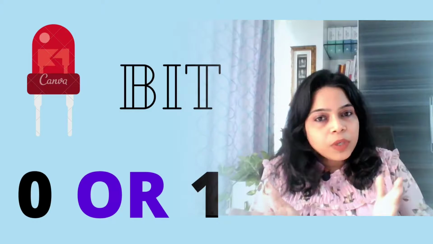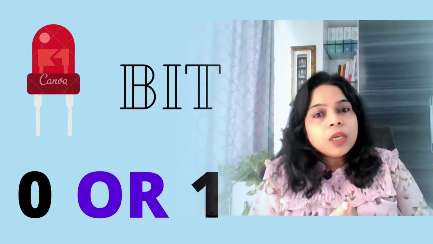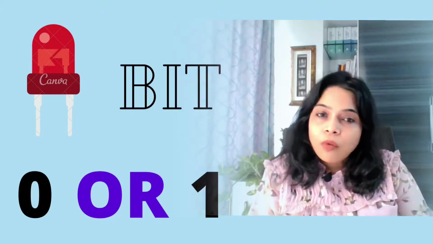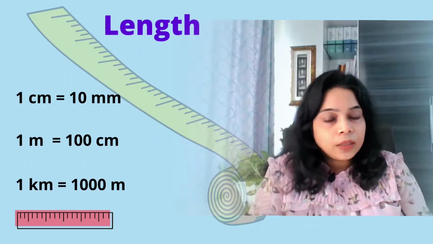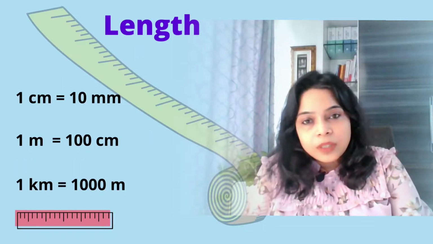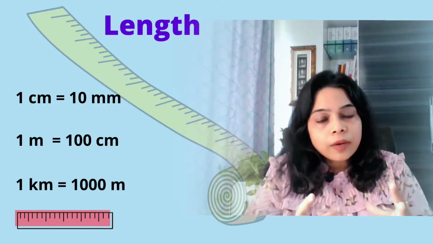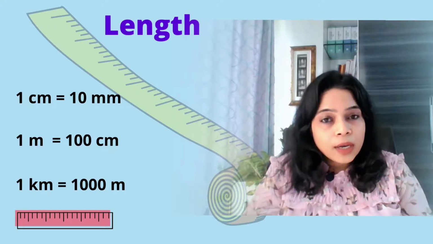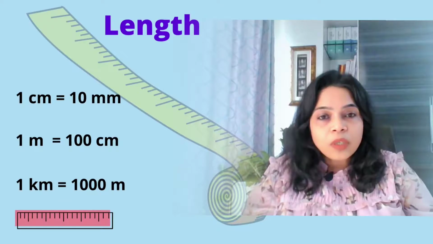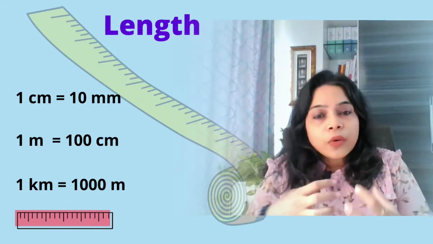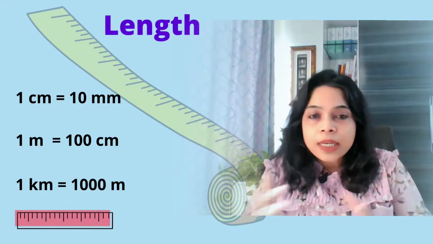As you might already be aware, there is unit representation of length. For example, it could be in millimeters, and then a little higher is centimeter, a little higher is meter, and then kilometer, and so on. So there are different units to represent length. Similarly, there are different units to represent computer memory and storage as well.